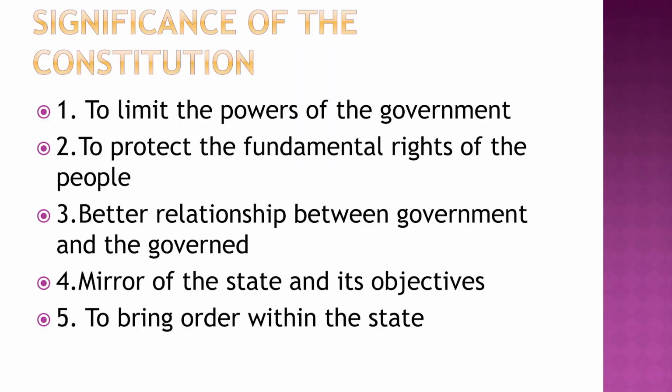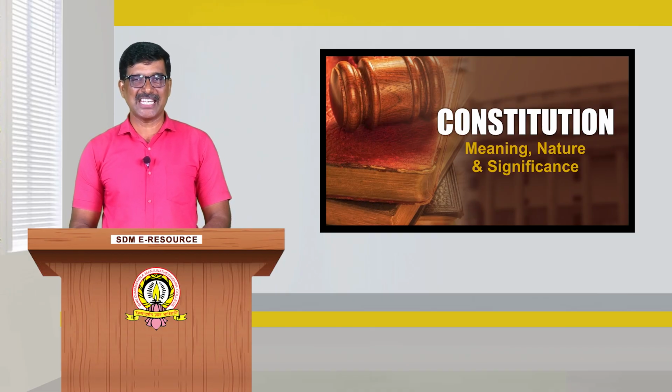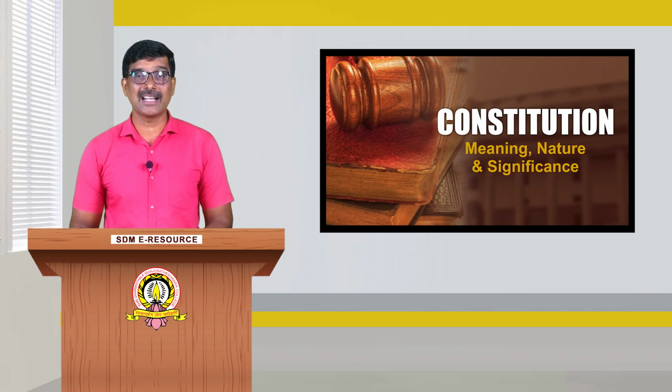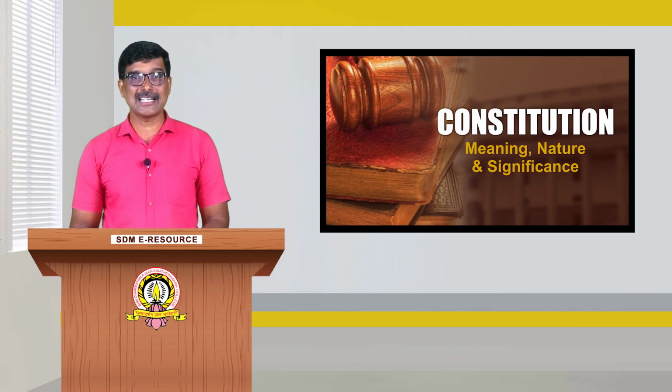The fourth point, it is a mirror of the state and its objectives. If a person reads the constitution, definitely he will understand what type of country it is, what type of future they have, what type of government they have, how many political parties are working in the country. Everything is clearly mentioned in the constitution. So we can say that it is a mirror of the state and its objectives.